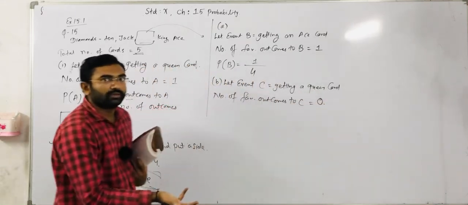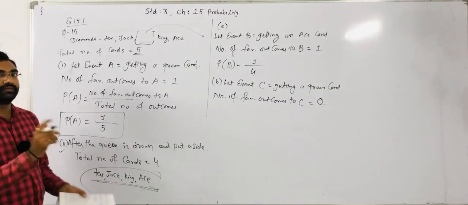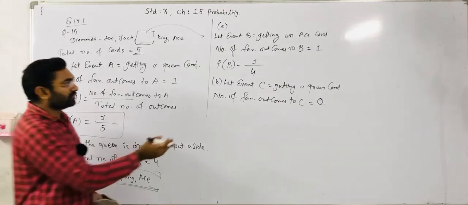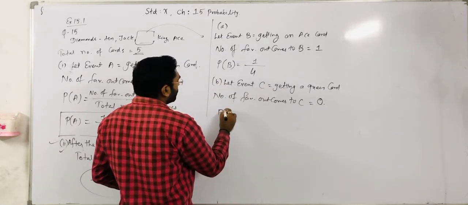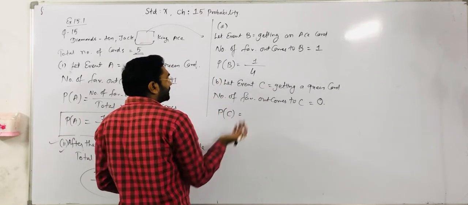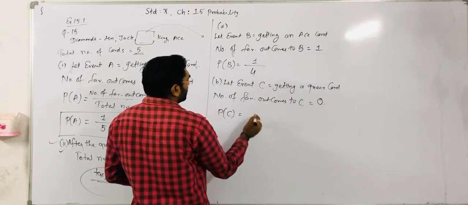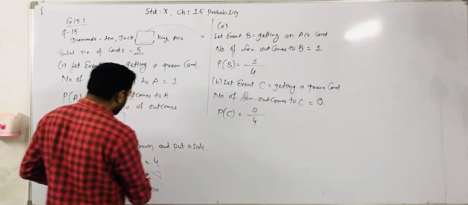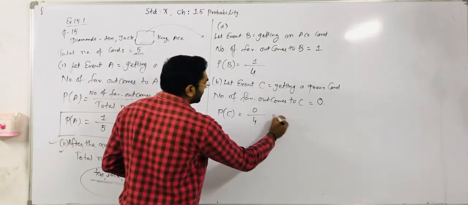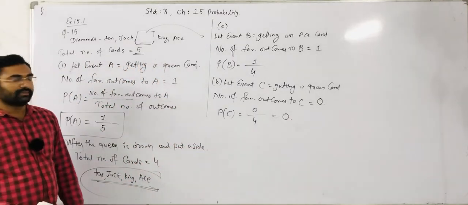It is 0, because we already put that card aside. So in those 4 cards, no card is a queen card. So favorable outcomes we are not getting, or we can say it is 0. So the probability, after putting the queen card aside, of getting a queen card from the remaining cards: its favorable outcome is 0, and the total number of outcomes, the total number of cards, is 4. So we get 0. So the probability of getting a queen card is 0.